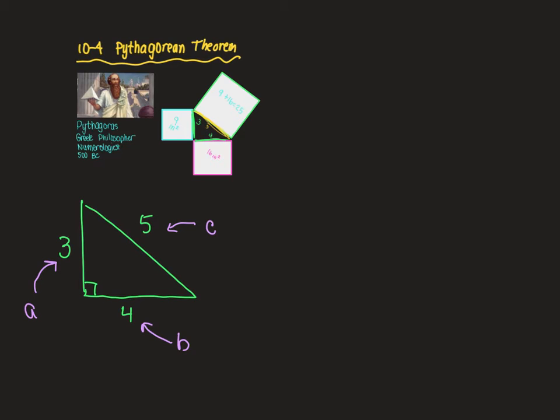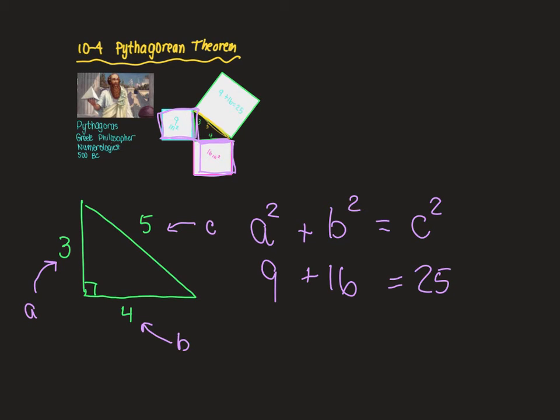And if we go back to this idea of area, we could write this rule as A squared, right? 3 is A, and if I square it, I get 9, plus B squared. Remember, this was 4, and if I square it, I get the whole area of 16. Will always equal, isn't that amazing? It will always equal C squared. C is 5, and if I create a square out here, then the area of that square is 25.